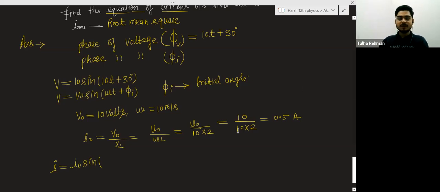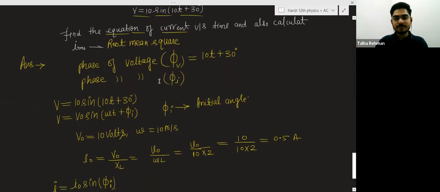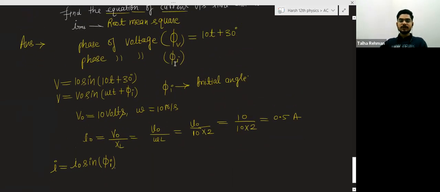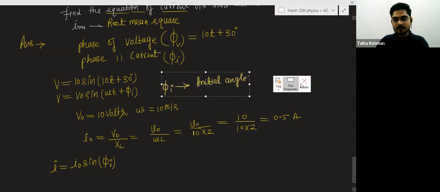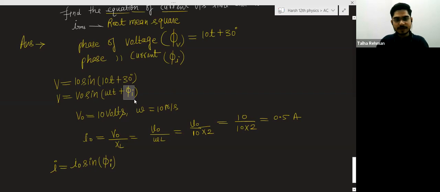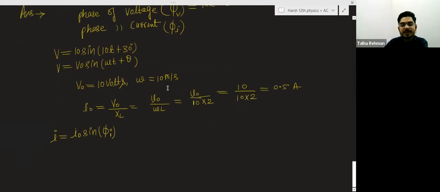But actually, you should write the phase of the current. Actually, the phase of the current I have represented here as phi I. Just wait. We can write this as phase of current. So this is phi I, and I am removing it. I am writing it as theta. So this is any angle theta, phi I.